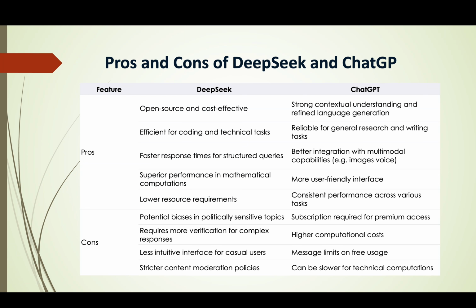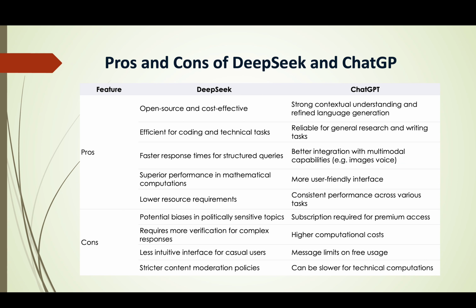writing tasks, and better integration with multi-modal capabilities, for example image, voice, and all. More user friendly interface, and consistent performance across various tasks. The negative part of DeepSeek: potential bias in politically sensitive topics, requires more verification for complex results, less intuitive interface for casual users, stricter content moderation policies.